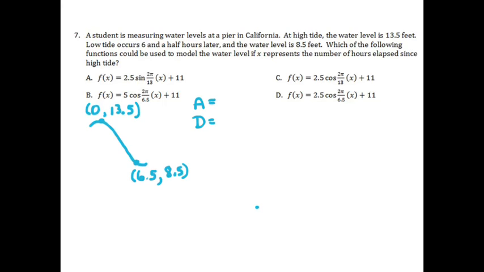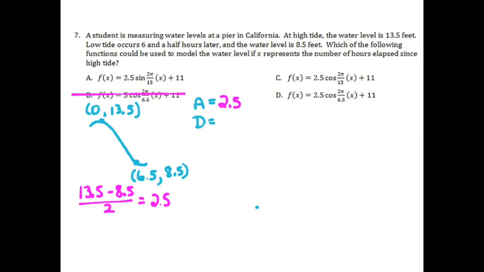So if I figure out my amplitude here, I'm going to do 13.5, the high point, minus 8.5, the low point, and I'm going to divide that value by 2. So 13.5 minus 8.5 would be 5, divided by 2 is 2.5. That is going to be our amplitude. So based on that, it looks like I can cross out B, because that one has an amplitude of 5.